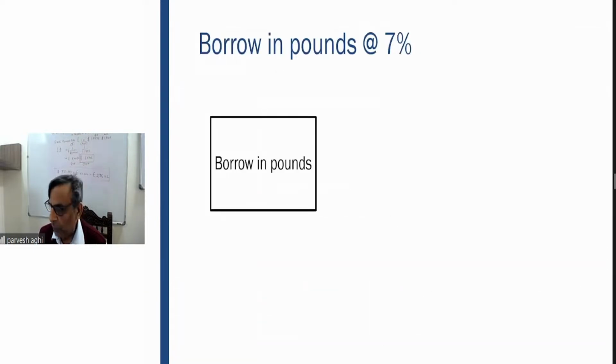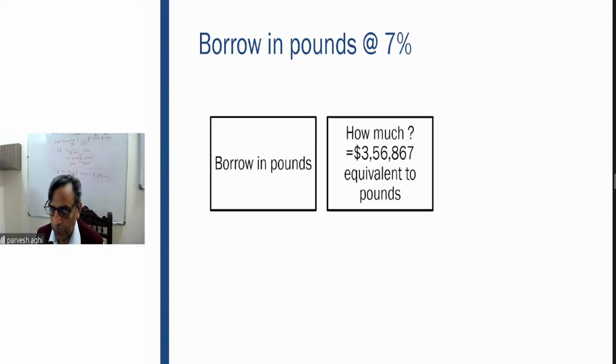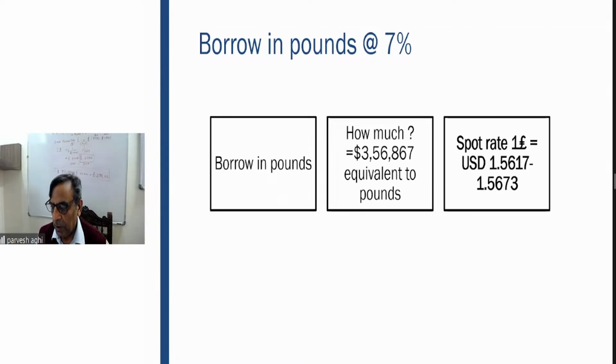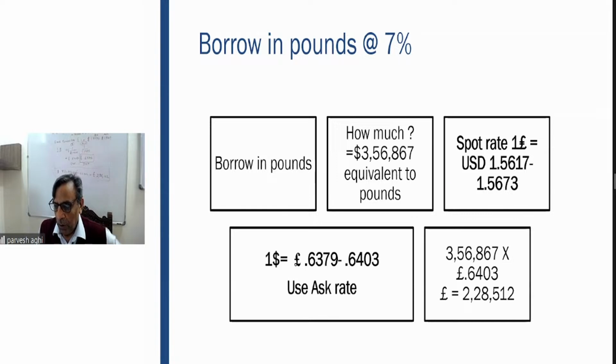Now the question was how much he has to borrow in pounds. He has to convert the $3,56,867 into pounds. So he has to borrow 2,28,512 pounds. We know how much money he should actually deposit in the US, so that money he should have in the UK, but it should be in pounds. The spot rate is given because we are going to use the spot rate here, not the forward rate, because he is going to borrow in pounds immediately. So we use the ask rate here.